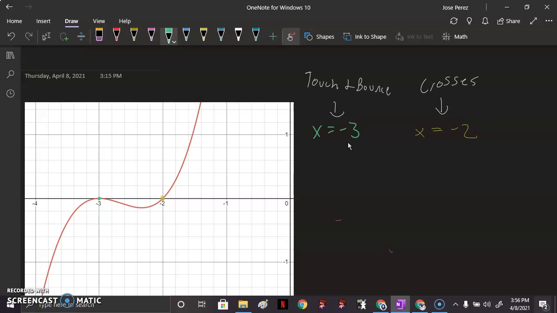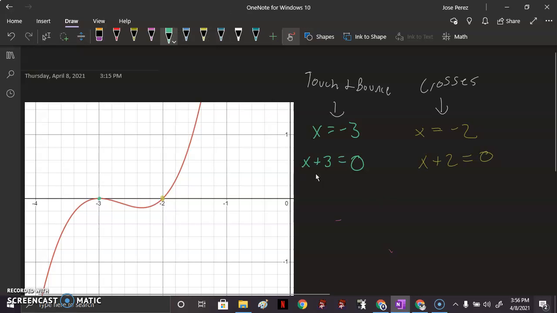So what's the next step that we have to do? Well, the next step is to move the zeros to the left and make them equal to 0. You'll see what I mean in a moment, but we're going to move everything to the left. So x plus 3 is equal to 0, and then we're going to work on the other one. x equals -2, we move to the left, so x plus 2 is equal to 0.